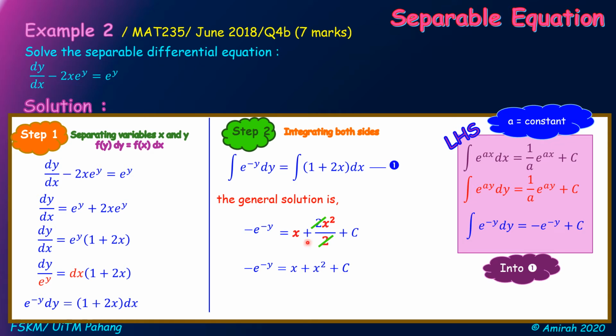If the initial condition is not given, this is the final answer, meaning we do not need to find the value of c. But now, the initial condition is given. So that means after this, we need to find the value of c. So we can name this equation 2, because after this, we need to find the value of c.